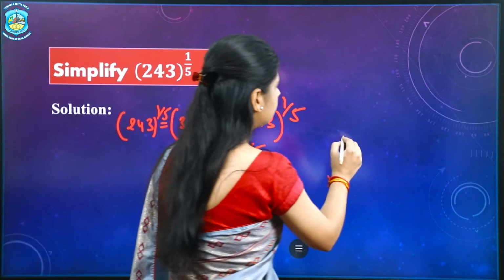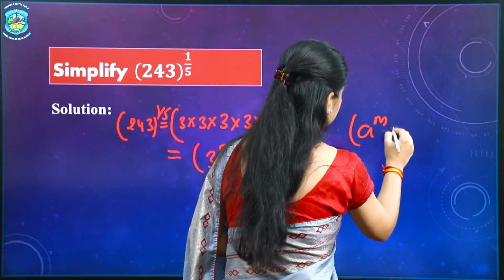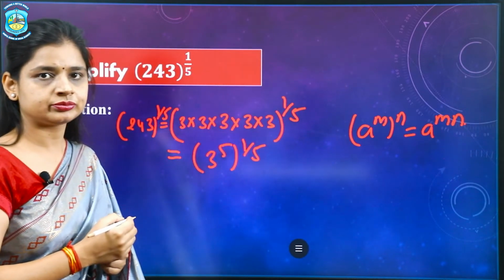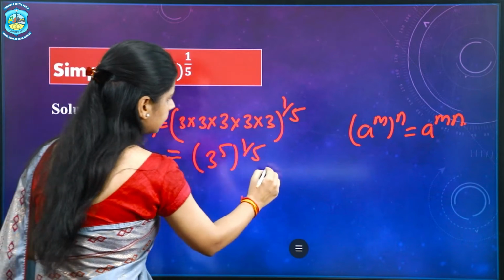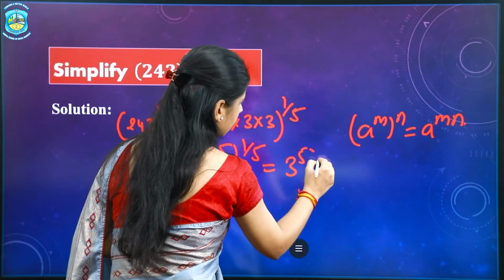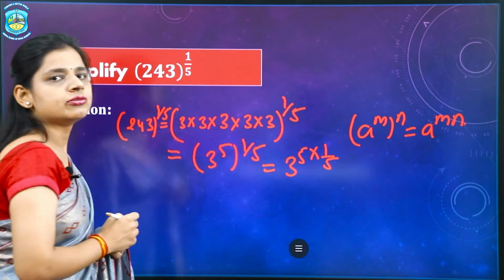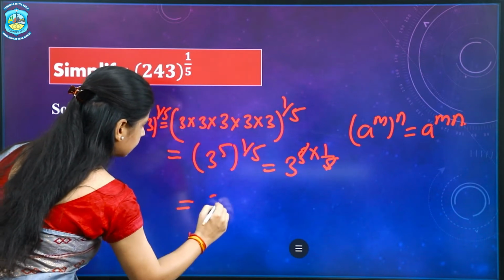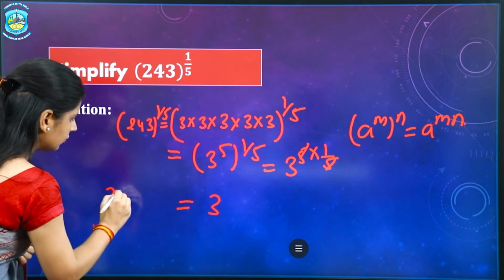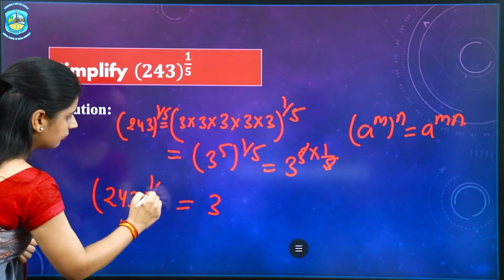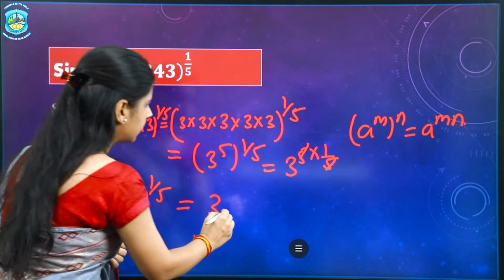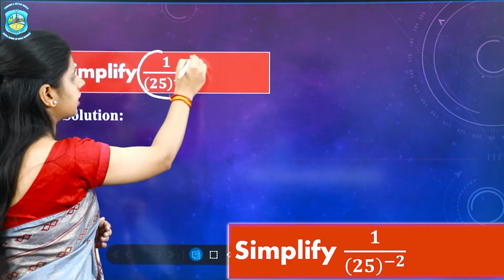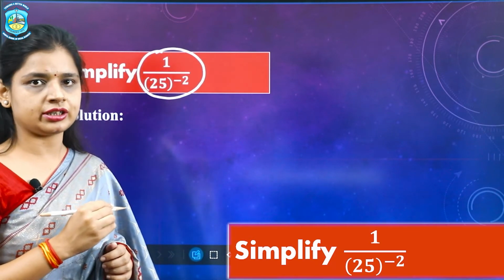Now we will apply the rule a to the power m to the power n is equal to a to the power mn. By this rule, we can write it as 3 to the power 5 multiplied with 1 by 5. And on simplification, we'll get it as 3. That is, 243 to the power 1 by 5 is 3. That's our answer. In the next example, we will simplify this expression 1 by 25 to the power minus 2.